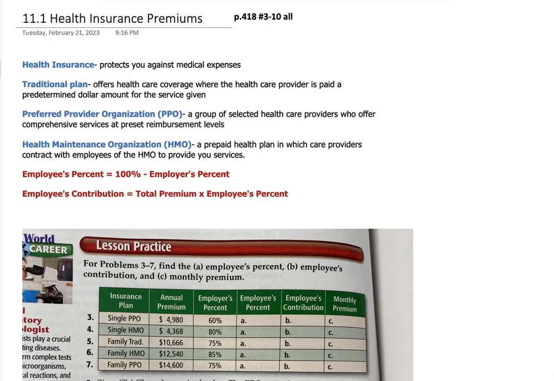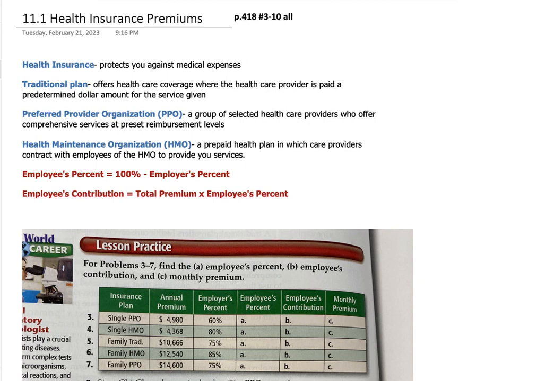Okay, we're going to do 11.1 and 11.2. So this chapter is on health insurance, and we actually just have 4 lessons. So you'll have a test again right away next week. So I typed up the vocab and the formulas, so you can get those written down when you get a chance.